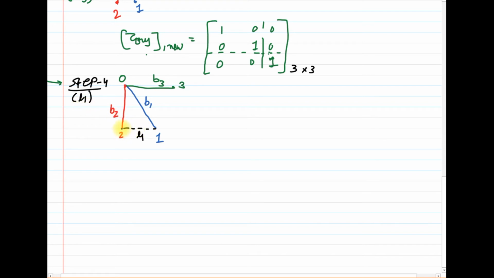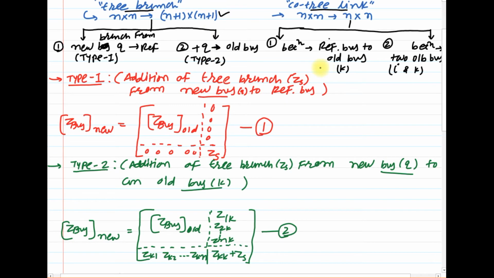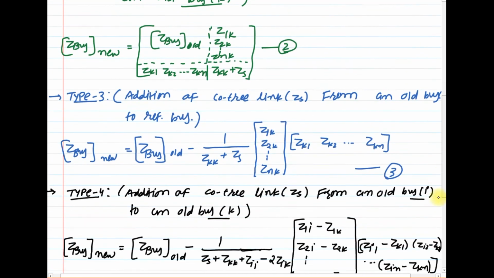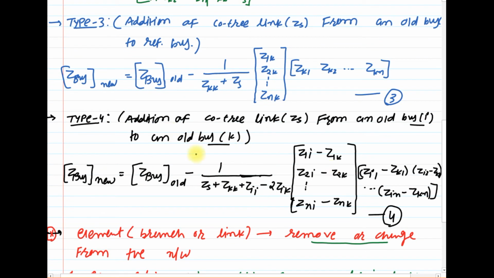Here link 1 is connected between bus number 1 and 2. So here we will get type 4 modification, and the statement of type 4 modification is addition of a co-tree link between two old buses I and K. Yes, equation number 4.